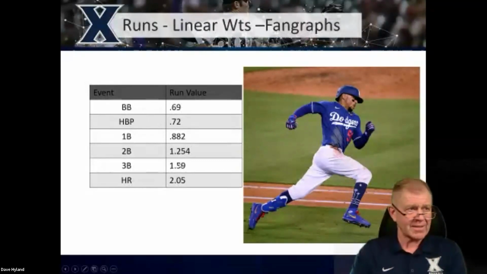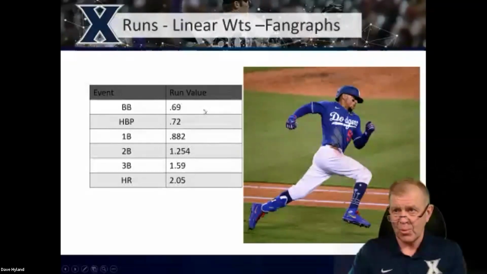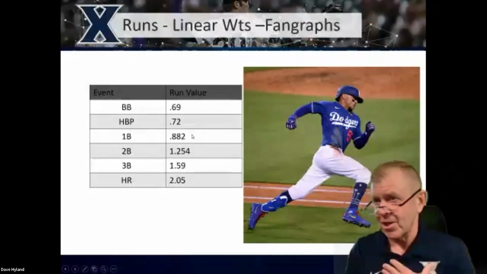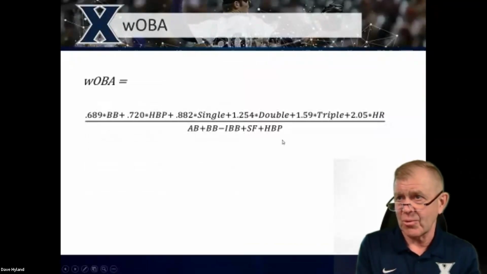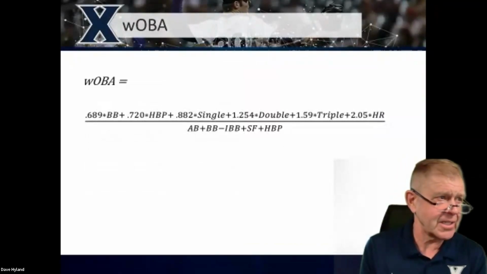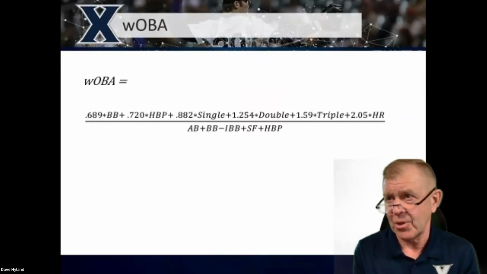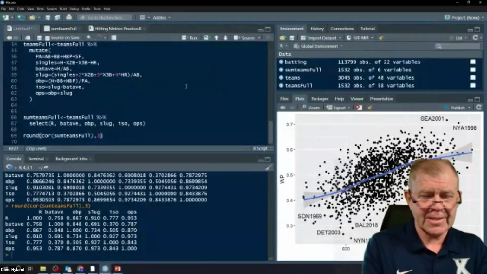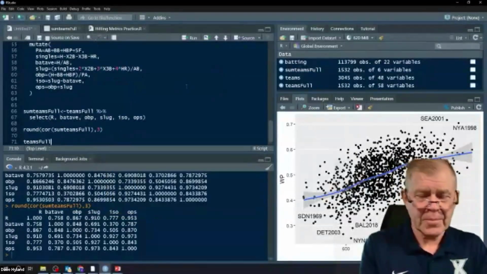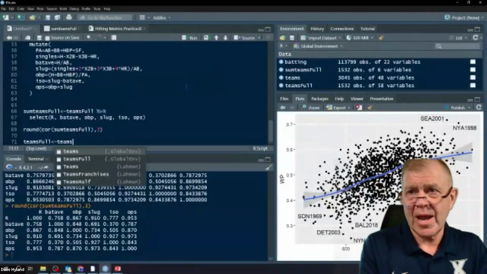But basically, back to Henry Chadwick's slugging concept, rather than just use blind 1, 2, 3, 4, we now have run values for each event. A walk's worth 0.69, hit by pitch is worth 0.72, and so on. So here's our wOBA equation, right? Very easy to do in a computer program. In fact, let's go back to our R program and take our teams full, and let's create wOBA.